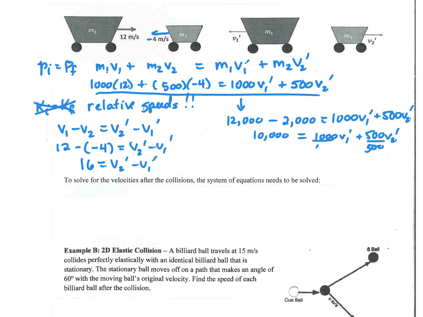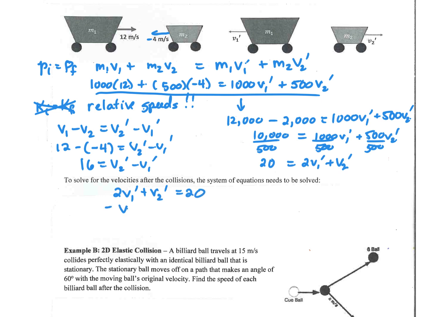So now we've got this is 20, this is 2, and this is just 1. So guess what? Now we've got a system of equations. So what is my system of equations? I want them to go the same direction here. So I'm going to do 2v sub 1 prime plus v sub 2 prime equals 20. And then I'm going to do negative v sub 1 prime plus v sub 2 prime equals 16.